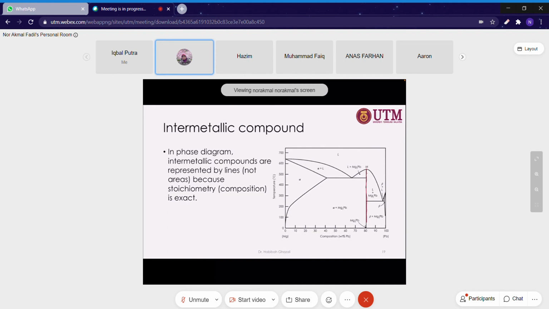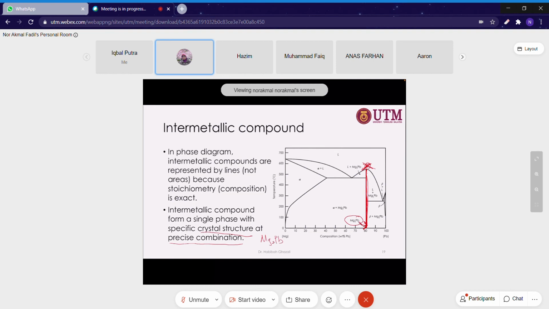So can you see, in this exam question before. Right, so look at this point. This labelled point is the intermetallic. The intermetallic is known as a single phase with a specific crystal structure at a precise combination. In this example, it is magnesium to plumbum.